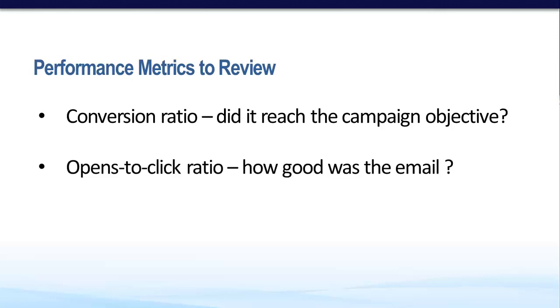The open to click ratio is the number of opens versus the number of clicks. For example, if I send 500 emails and 5 were clicked, that's a 1% ratio open to click. This gives an indication of how good the email was. The higher the ratio, the better the email did.